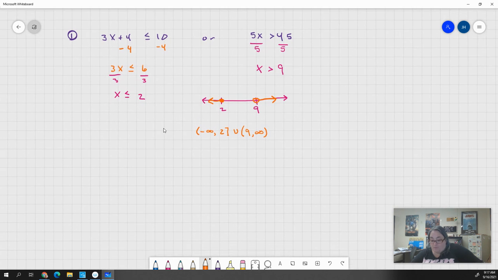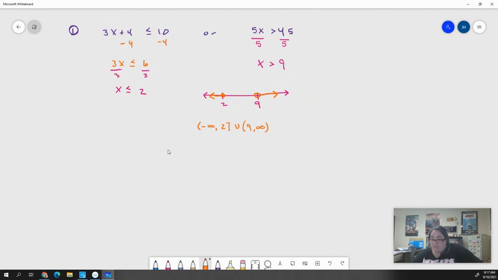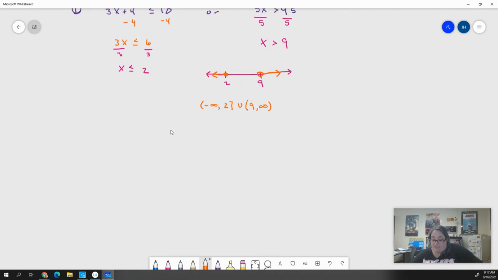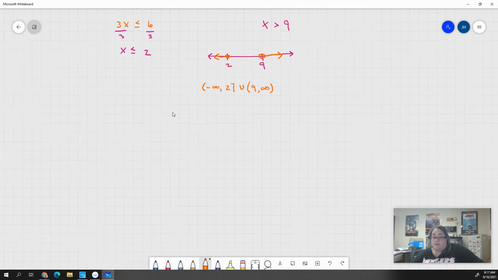Let's look at one more of these OR problems, and then we'll move on to some AND problems. Sound good? I'm trying to see if I have one that can make me have to multiply or divide by. Ooh, I like this one. The reason I like this one is because it has variables in more than one spot. Or does it? No, it doesn't. But I still like it.